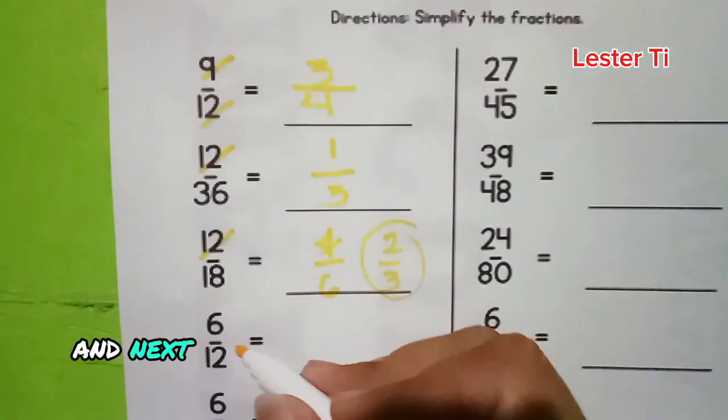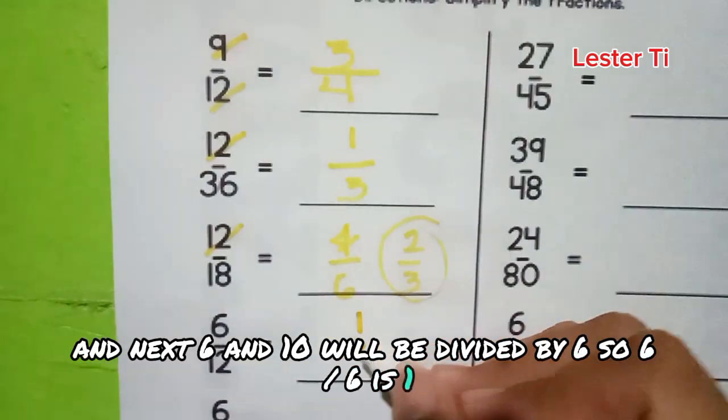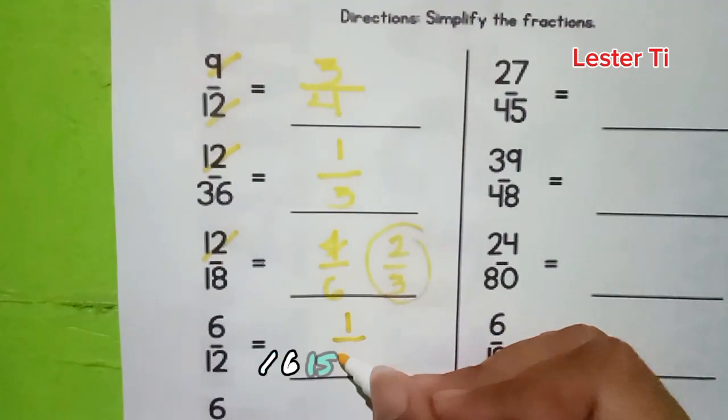Okay, next, 6 and 12 can be divided by 6. So 6 divided by 6 is 1, and 12 divided by 6 is 2. So 1 half.